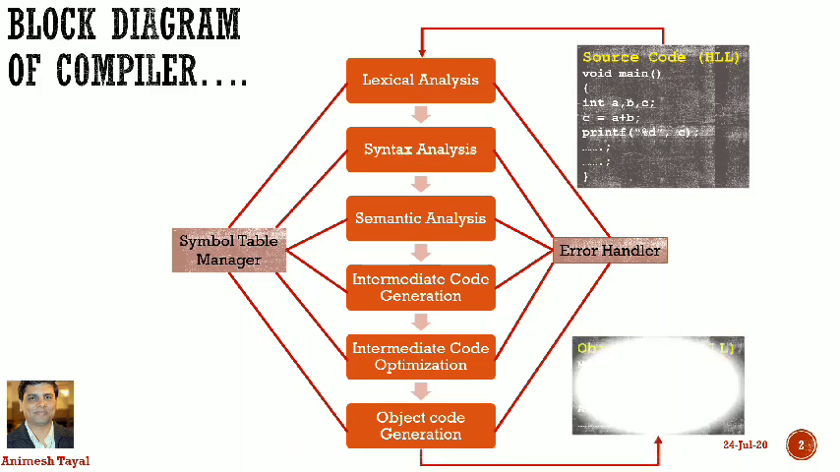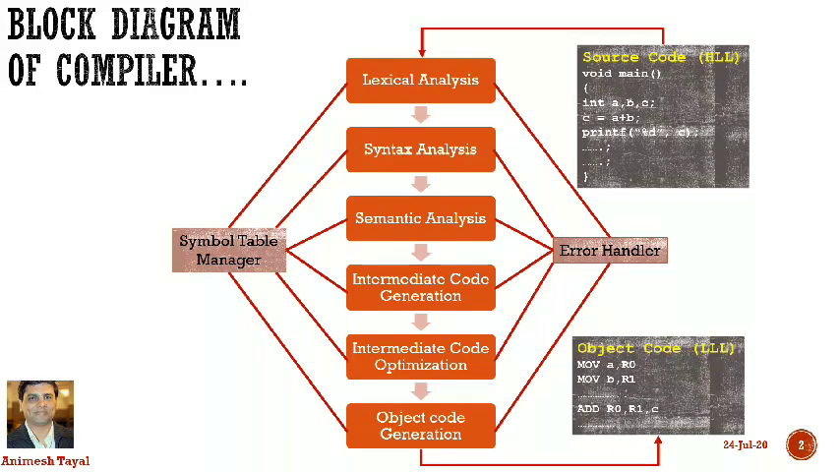And the output is object code, which is machine dependent, machine understandable. Machine understandable is generally binary language 0 and 1, but in between there is an assembler. So output of any compiler will be the assembly codes. Assembly codes means low level language.